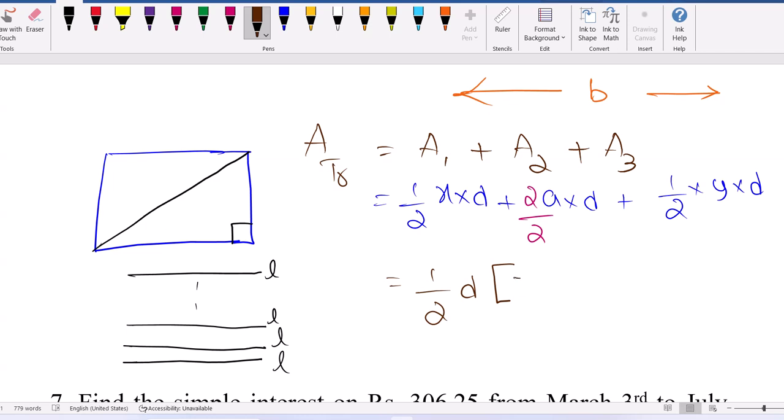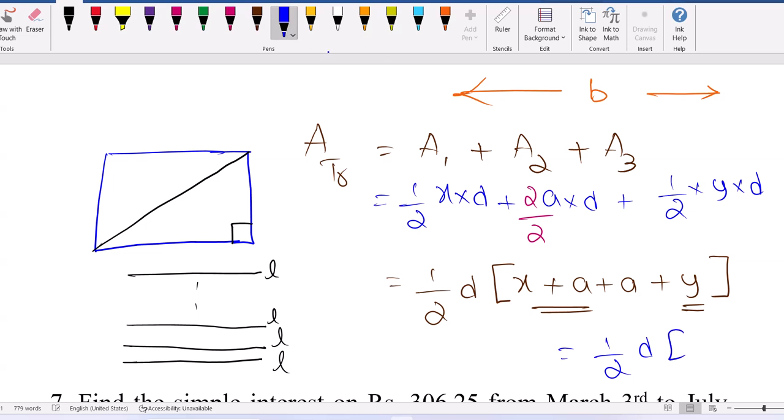Here X, here 2A, I'll write it as A plus A. Here Y. You mentioned already, X plus A plus Y is nothing but equal to B. Okay, that is why it is half into B into D. This is A, and the remaining all are equal to B. That's what it is: half into the sum of parallel sides into the distance between parallel sides. That's how the formula developed.